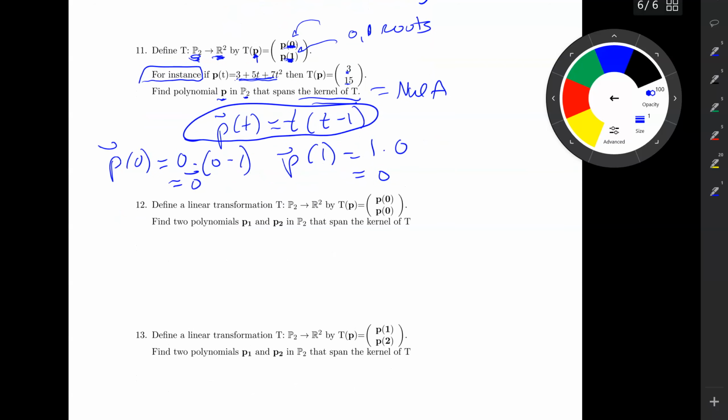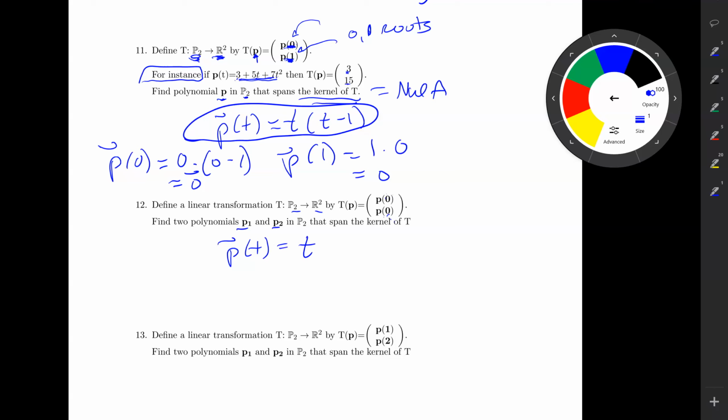All right, let's try another one. Here's a transformation, P2 to R2, and they're both evaluated at 0. Here I'm saying find 2 polynomials. There can be different ones, right? Since they're both being evaluated at 0, could I say that t, just t, spans the kernel?